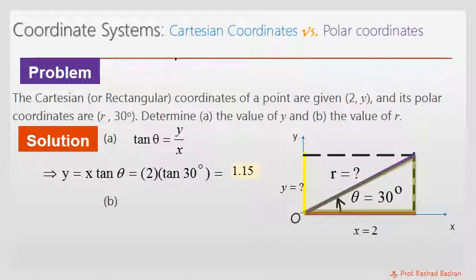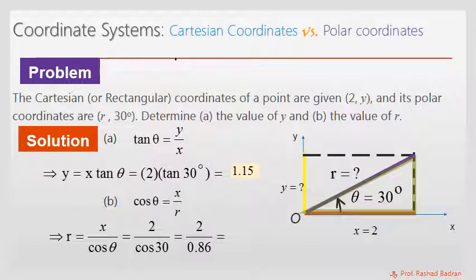For part B, to find r, apply the trigonometric relation cosine theta equals x over r, and solve that for r, where r equals x over cosine theta. Substituting the values of x and theta, we'll get an answer of 2.31.